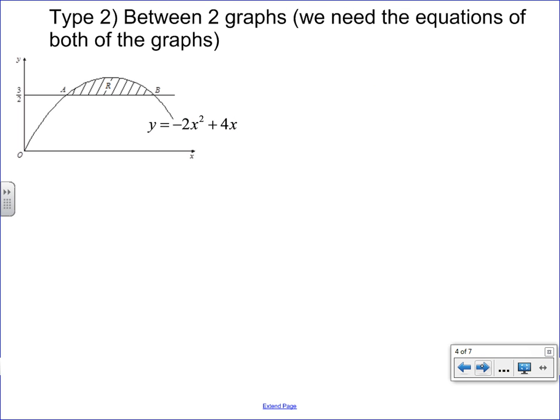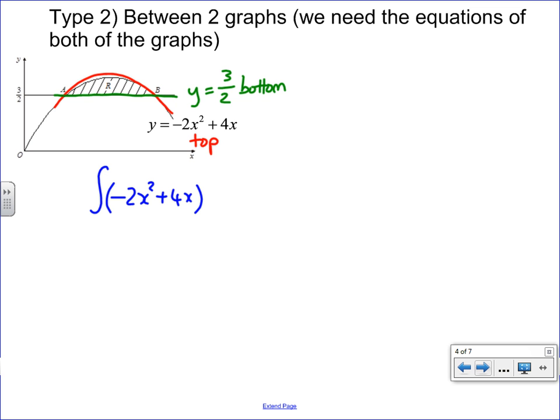Yes, yes. So I'm going to make a note to myself again which one's top. This one's on the top. That one is top. And this one, I have got the equation of this line, of course. It's just y is 3 over 2. And that's my bottom one. It's a very simple equation, but I have got the equation just by looking at it. Y equals 3 over 2. Okay, integral top minus bottom. Agree with that?